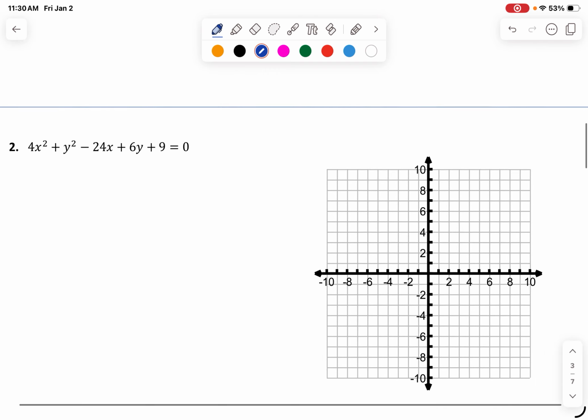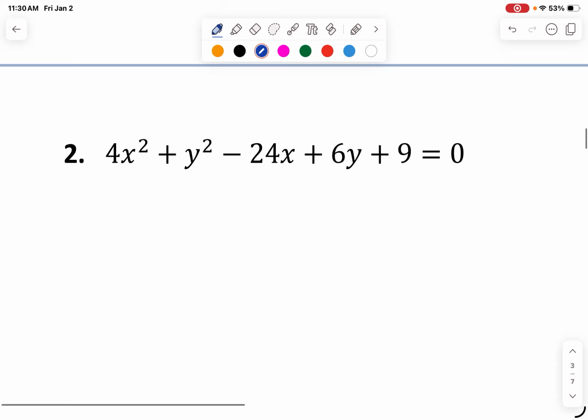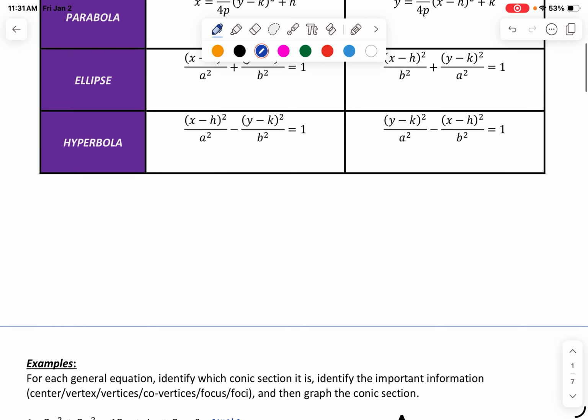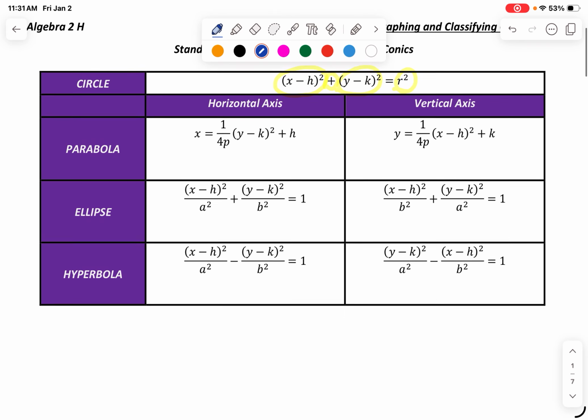All right, so same idea. We're going to start with, what is this? Okay, so we have an x squared and a y squared with addition separating it, so it's either a circle or an ellipse. If you look at the coefficients in front of those two terms, they're different, so this is an ellipse. Okay, so if you look at what an ellipse looks like, it's very similar to a circle, right?